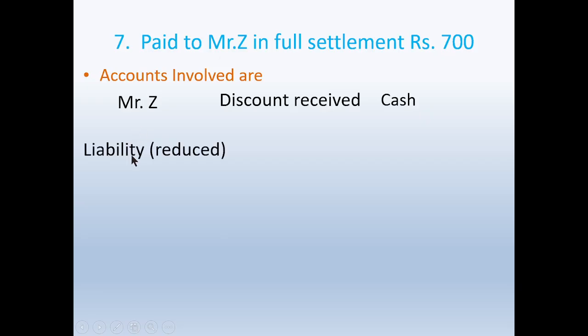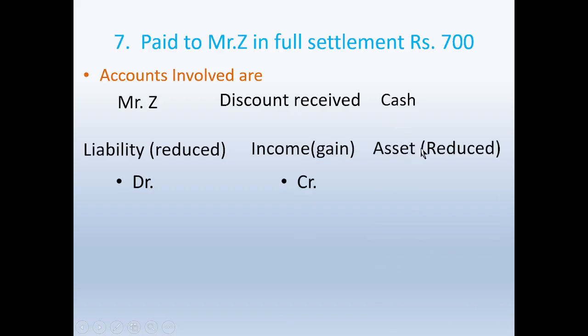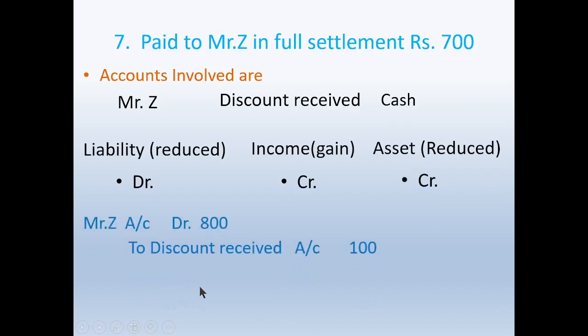So Mr. Z, it's a liability but reduced because we paid money to Mr. Z. So liability reduced. If liability reduced, what is the balance? Debit. Discount received, it's a gain for the business. So for gain, what is the balance? Credit. And cash we paid, so asset reduced, what is the balance? Credit. So Mr. Z account debit to discount received account, to cash account, being cash paid to creditor.